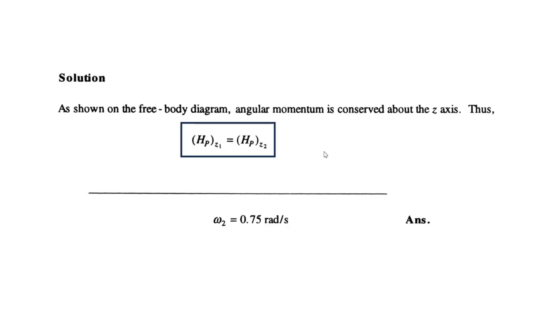The answer given to us here is that we first sketch the free body diagram. Angular momentum is conserved about the z-axis, and thus we find that HP1 is equal to HP2. By solving, we'll find that omega 2 is equal to 0.75 radians per second.